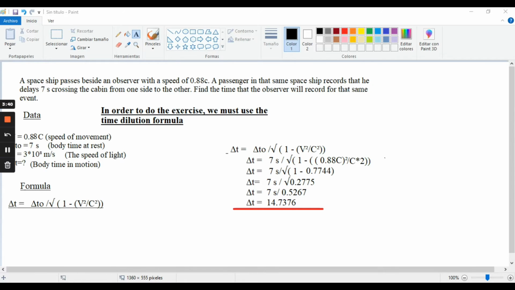And this is going to be our result, which is going to take 14 seconds and 76 milliseconds to record the event.